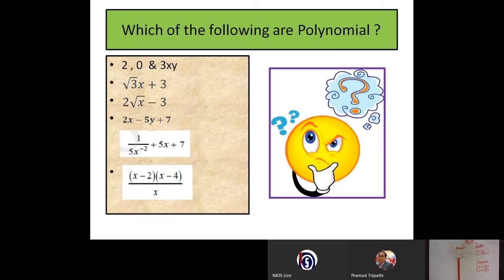Now we have some example here. So we take some break here, and in between you see the example. Which of the following are polynomial? So I take some 5 minutes break here.